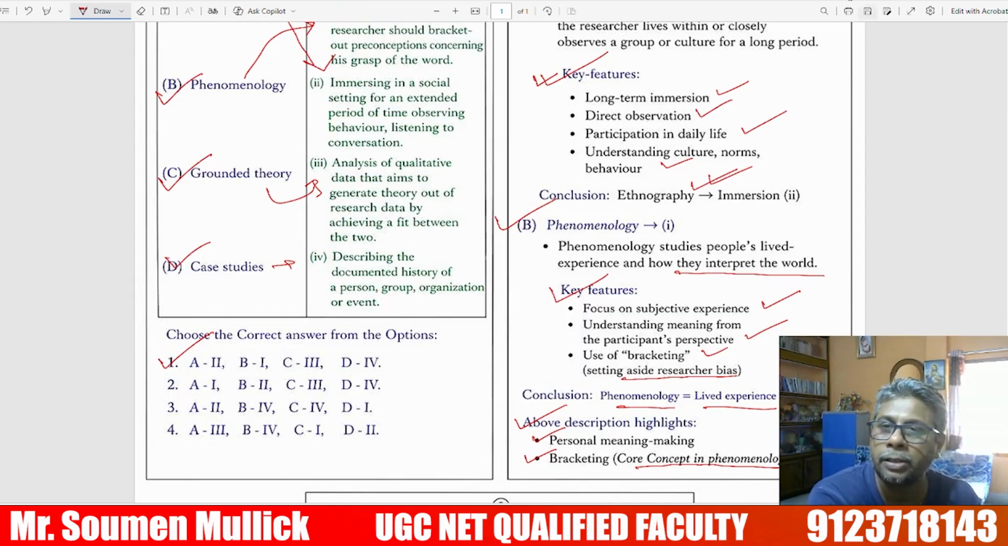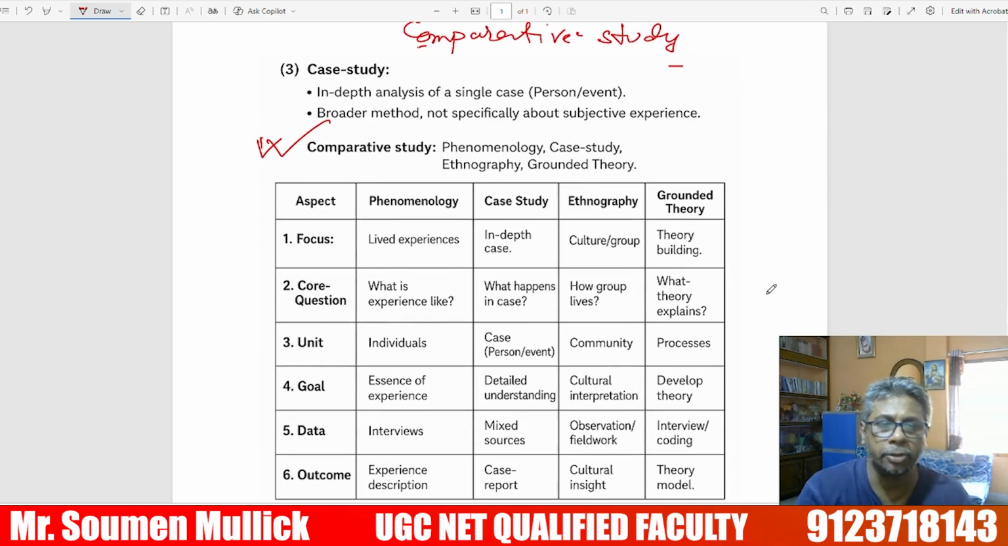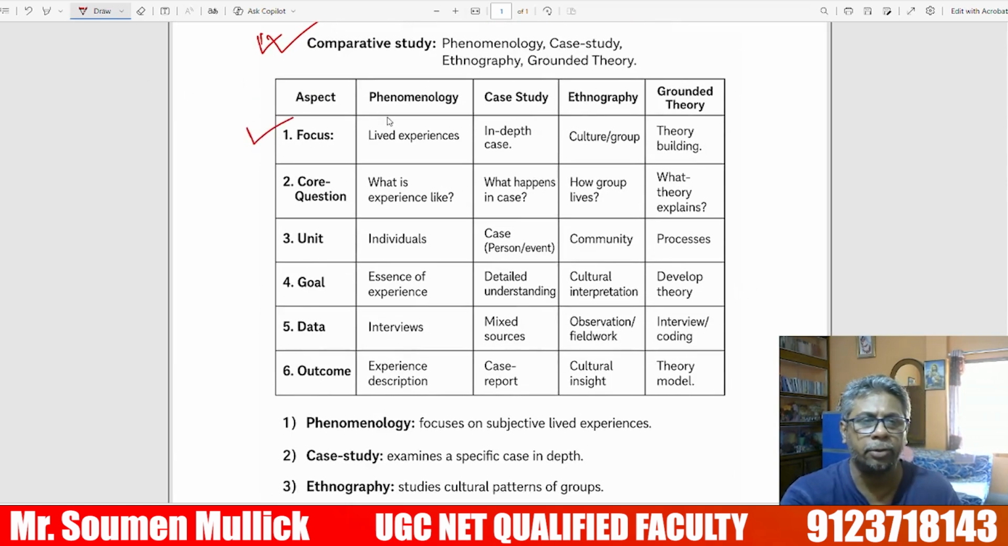Now, this is the final part, the comparative study between phenomenology, case study, ethnography, and grounded theory. In phenomenology, the main focus is lived experience. In case study, the main focus is in-depth case. Ethnography, main focus culture and group, and grounded theory, main focus theory building. Core question of phenomenology: what is the experience like? Case study: what happened in the case? Ethnography: how does the group live? Grounded theory: what theory explains it?